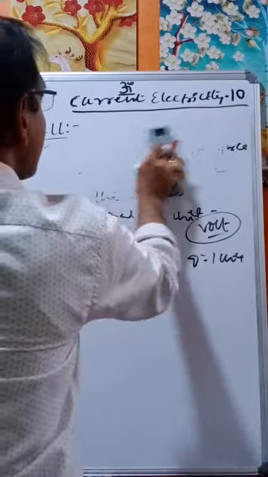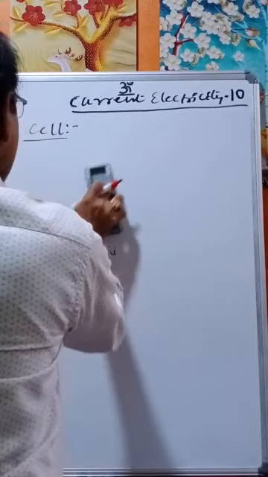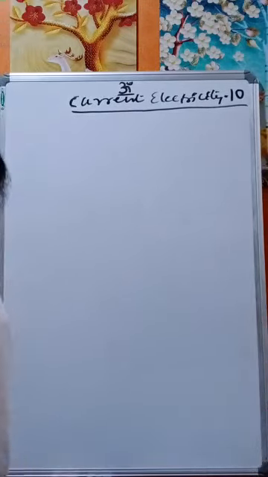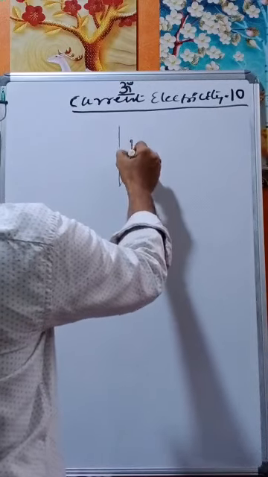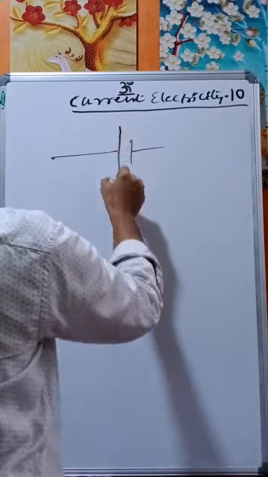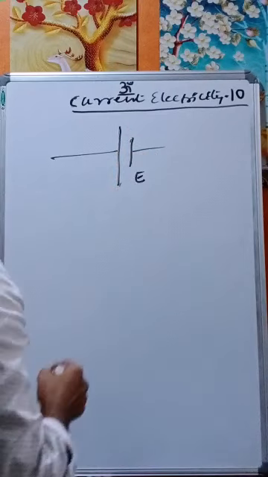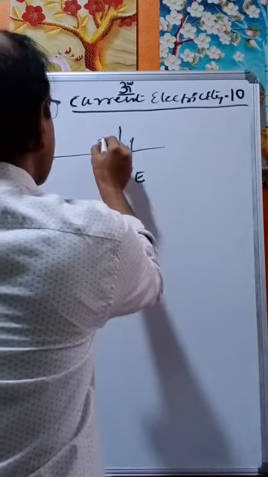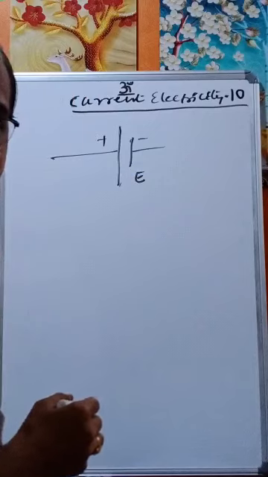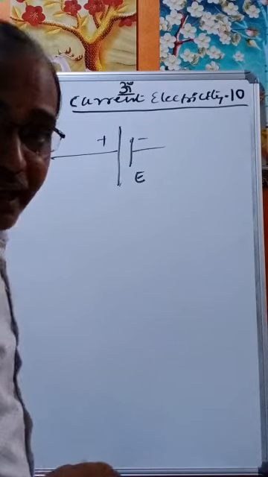Now the general representation of a cell is something like this. So this is the representation of a cell. This is the EMF E. This is positive and this is negative.